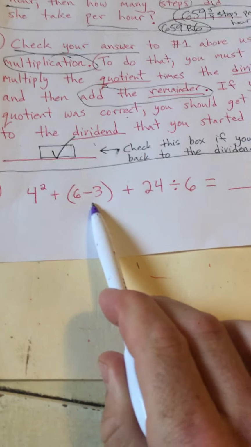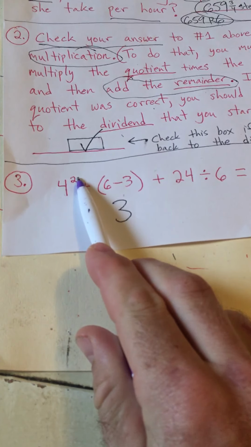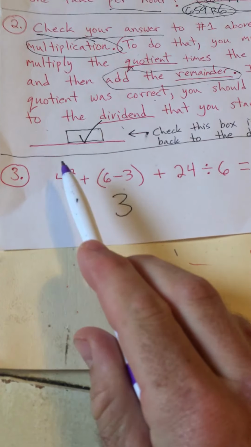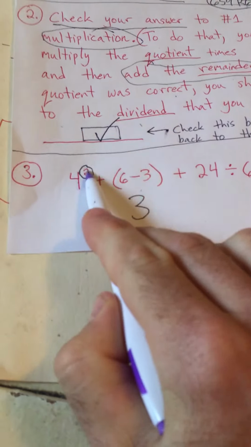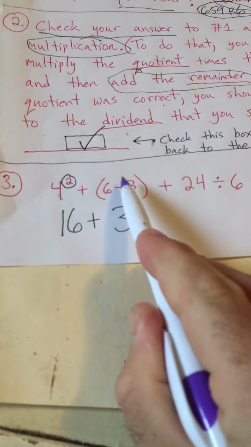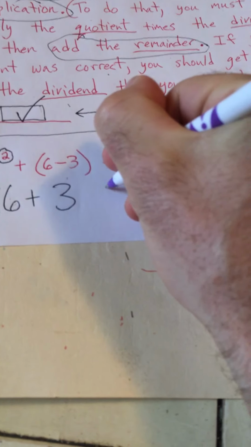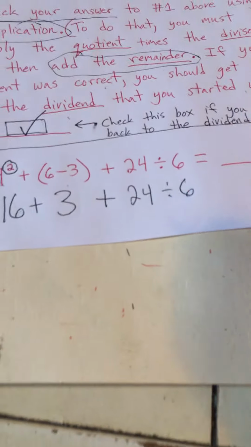So first things first, our parentheses. 6 minus 3 is 3. Then we're going to do the exponent here. 4 squared. 4 to the second power is not 8. It's 4 times itself this many times, or 4 times itself 2 times. So 4 times 4 is 16. So far we have 16 plus 3. And then we're going to just rewrite the rest of it. Plus 24 divided by 6.